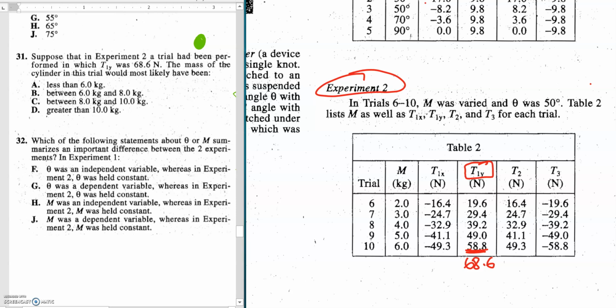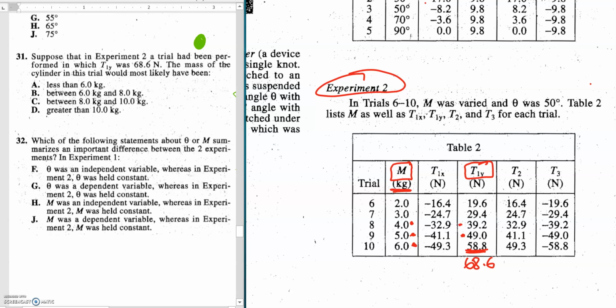So it's 68.6, right? The mass of the cylinder in this trial would most likely have been. Right. So M is mass, and we have it in kilograms here, the mass of the cylinder. So we see at 58.8 it is 6. At 49 it is 5. We're looking at 68.6. So let me see, and at 4 it's 39.